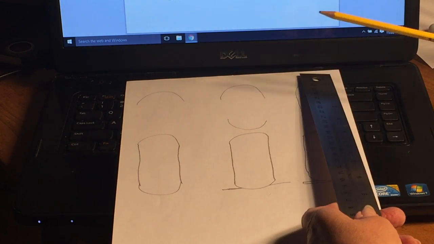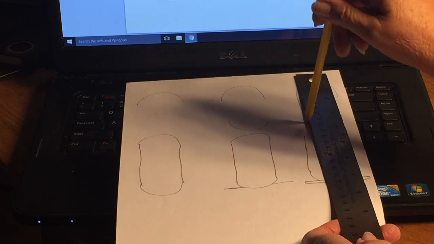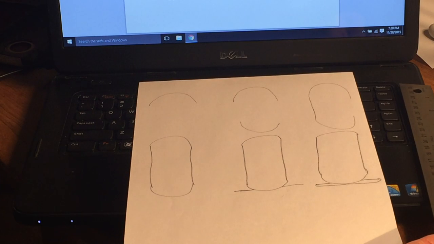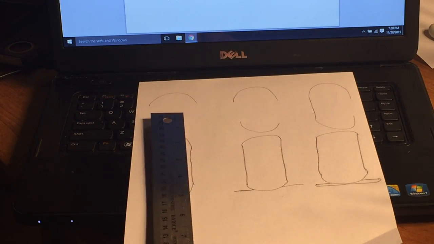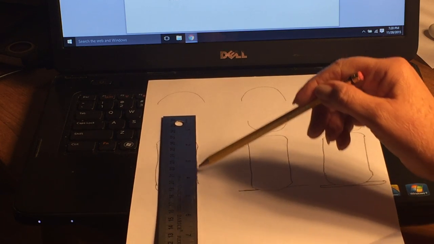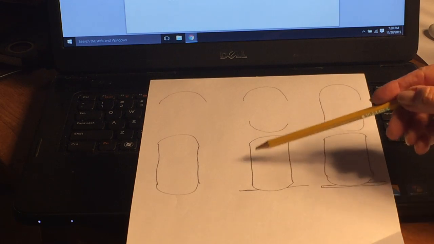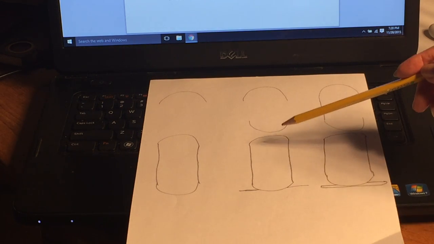You connect the two circles on the left side with your ruler, and then you connect the two circles on your right side with a line and your ruler. Here you have the beginning of a cartouche.